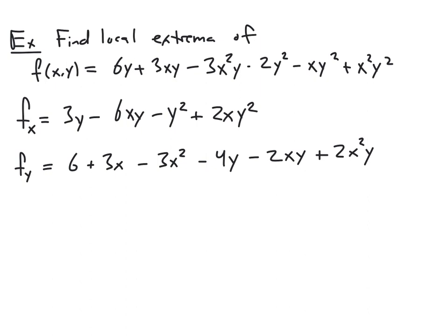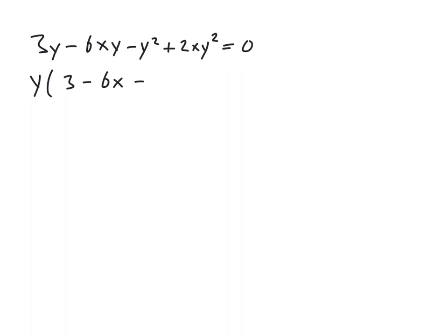Right, so what we need to do is we need to be able to set each of these equal to 0 and factor the left sides of each of these equations. And we can factor each of these left sides by using factoring by grouping. Right? So for f sub x equals 0, we have 3y minus 6xy minus y squared plus 2xy squared equals 0. Right, so the first thing we can do is we notice every term has a factor of y, and so we can factor out a common factor of y. So what's left is 3 minus 6x minus y plus 2xy.